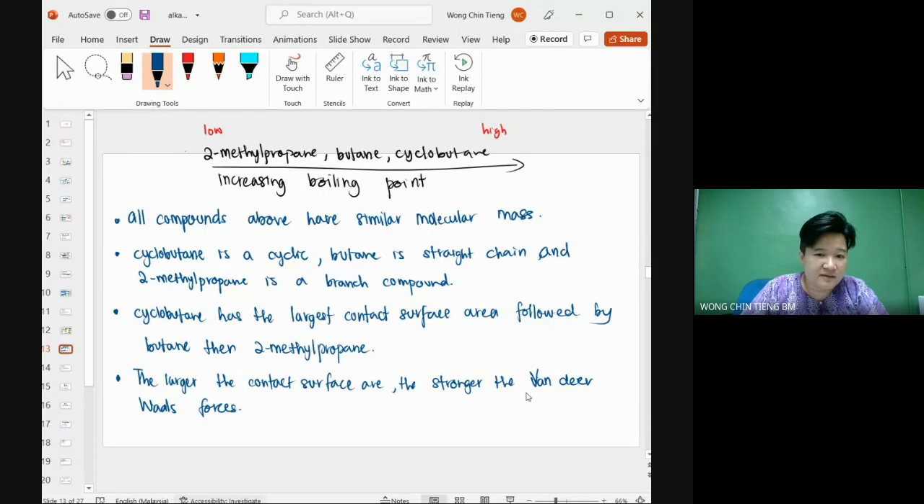Okay. So bila dah bagi tahu yang ni, siapa yang akan ada van der Waals forces yang paling kuat? Cyclobutane lah. Sebab tadi kita dah bagi tahu cyclobutane ada largest contact surface area. So sekarang kita bagi tahu cyclobutane has strongest van der Waals forces. Sayang, van der Waals forces tolong V kecil, V besar, W besar. Betul ke? Betul kan?